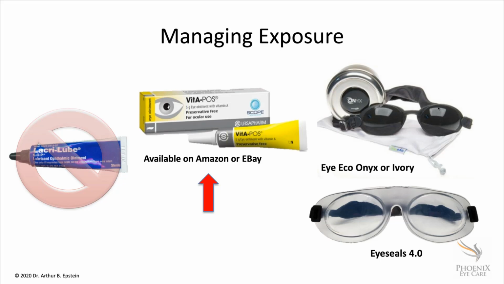More recently, I've rediscovered vitamin A, but this time in the form of a paraffin-based ointment. You cannot buy it in the U.S. directly. You have to have the patients order it through Amazon or eBay. It's about $8, not a vial, a squeeze tube, I guess you'd call it, and it's called VitaPOS, VitaPOS.